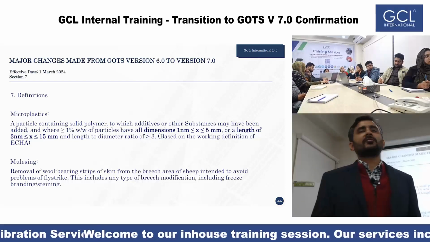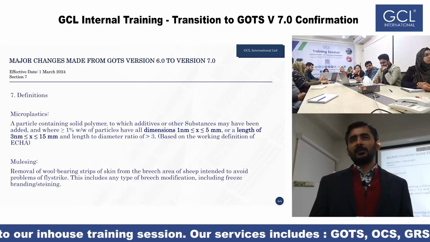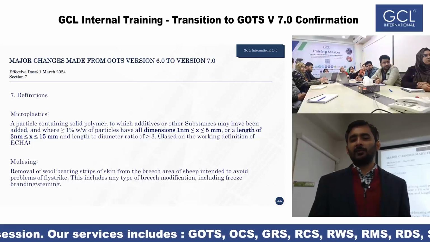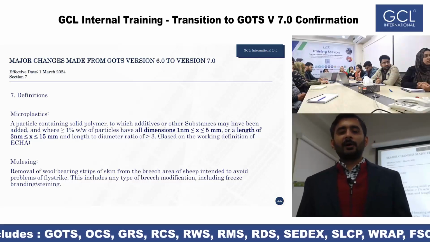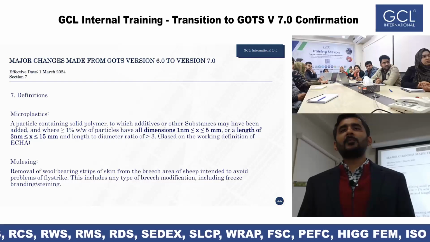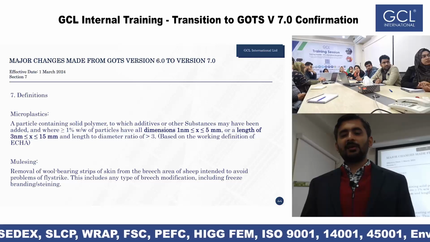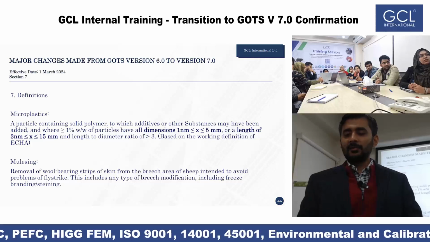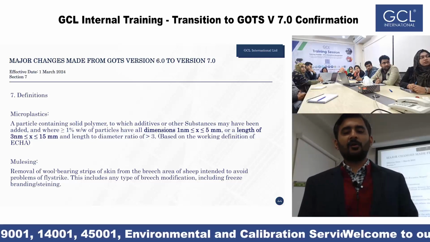In the final section of GOTS version 7.0, in the definitions, they have added some additional definitions and some additional clarity. For example, for microplastic, they have added some clarification. In GOTS version 6.0, the only clarification was the dimension of the microplastic. Now in 7.0, for the term microplastic, they have added the dimension as well as the length of the polymer. Also, in GOTS version 7.0, some additional definition is added for mercerizing. That is already there, we all know.